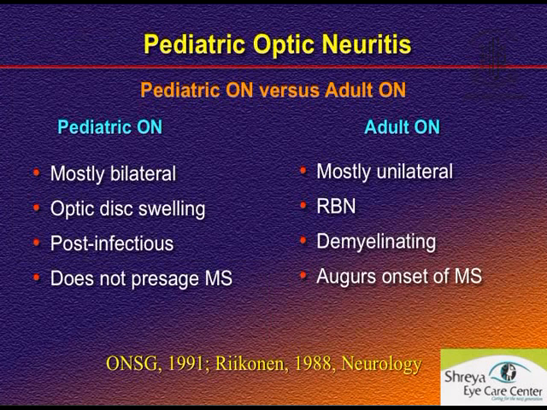Now, coming to an entity which is seen in children, pediatric optic neuritis. You need to differentiate sometimes when you are in doubt. Usually the pediatric form is bilateral, whereas adult onset is unilateral. It is more of a papillitis or a severe optic disc swelling rather than retrobulbar. It is usually post-infectious, whereas in adults it's demyelinating. In children it presages the onset of MS, or multiple sclerosis, whereas in adults it definitely augurs the onset of a demyelinating disease.